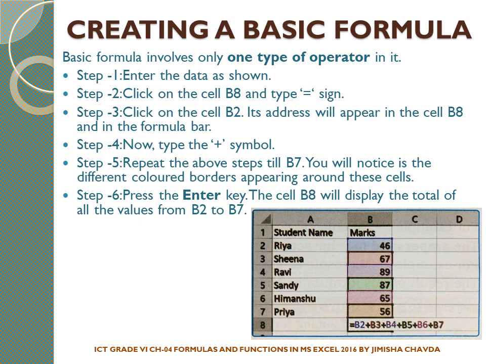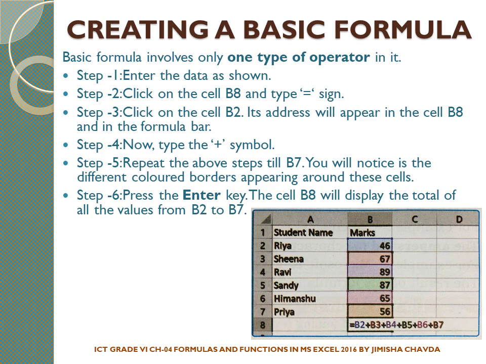Step 1. Enter the data as shown in the figure. It is shown that column A has the name of the students and column B has the marks of the students. Step 2. Click on the cell B8 and type equals to sign, as in Excel, always a formula starts with an equals to sign. Step 3. Click on the cell B2. Its address will appear in the cell B8 and in the formula bar.